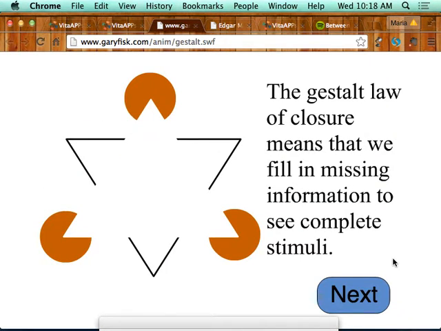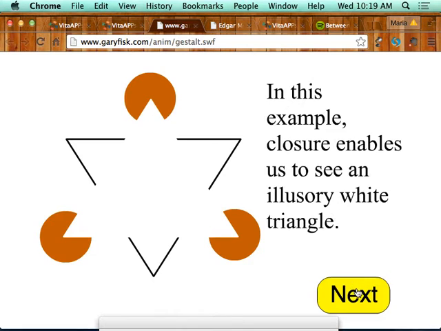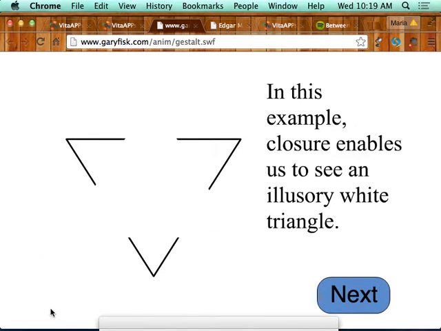The next law is the law of closure, and this is that our brain fills in the missing information or the incomplete parts. Our brain basically fills in the gaps. So here we see an illusory triangle. Again, there's really nothing there, but our brain is filling in the picture. When those orange partial circles appear, our brain sort of fills in the missing parts.